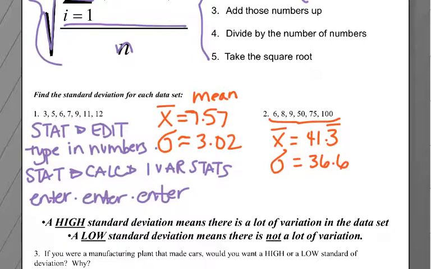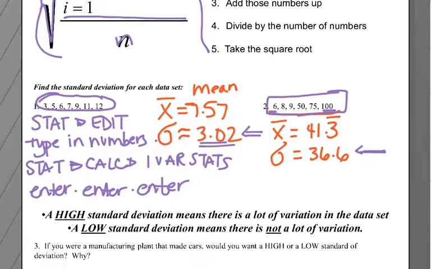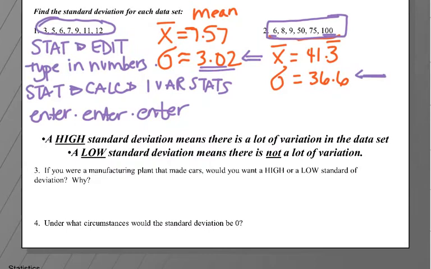Now that we look at this, each one obviously had an average that makes sense. But what does this standard deviation say versus this one? The high standard deviation says the data set has a lot of variability in it. It goes all the way from 6 to 100. Where this 3.02 says this data set is a lot more clustered together. And that's what the standard deviation tells us. High standard deviation means lots of variation. Low standard deviation, not a lot of variation.